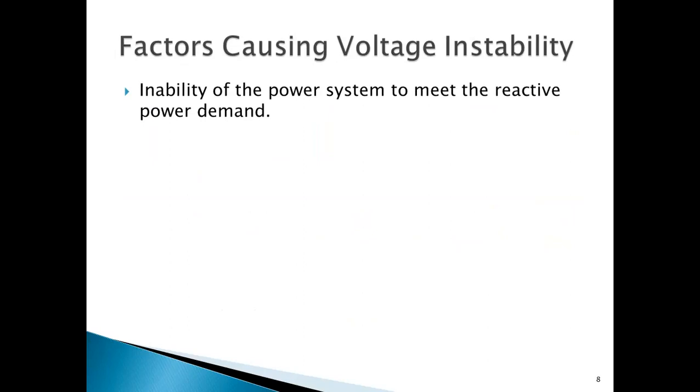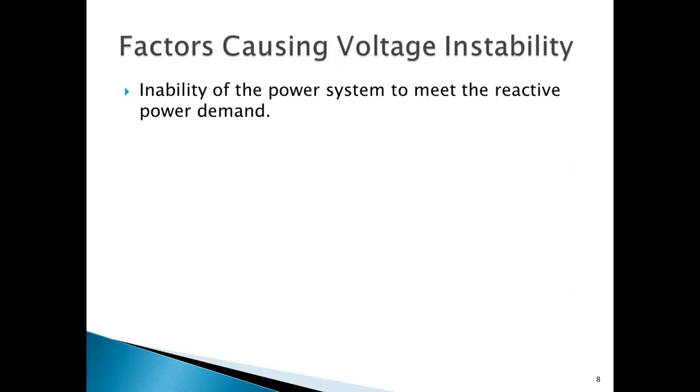Now let me explain the various factors which are the causes of voltage instability. First and foremost important reason for voltage instability is the inability of the power system to meet the reactive power demand. When I say that a power system is voltage stable, it means that bus voltages are steady and within acceptable limits. That is, there is neither low voltage nor high voltage. Reactive power balance should continuously be maintained for achieving steady voltages at all the buses.